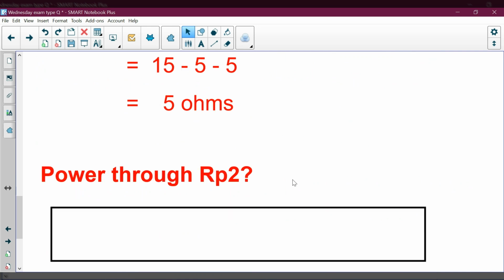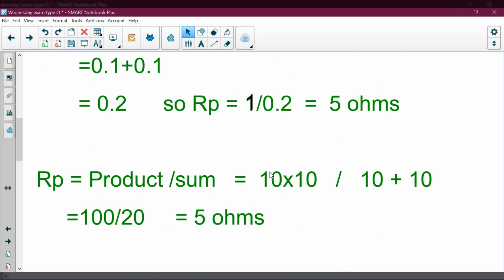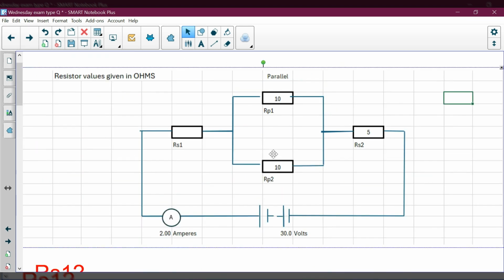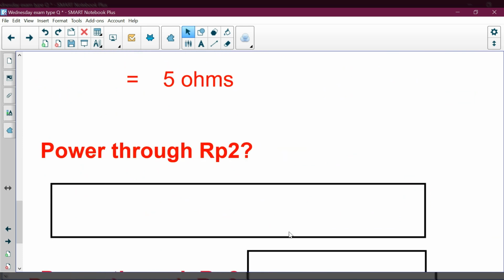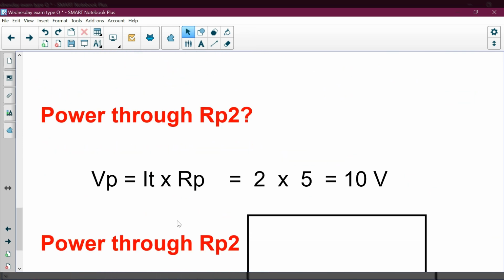Now that we've done that, we then need to calculate the power. This time we're going to calculate the power through RP2, so one of these parallel resistors, it's this resistor here. What is the power through this resistor? So a couple of options. Option number one, first and foremost, we need to find VP. So VP equals IT times RP. So IT is 2 amperes, RP for the entire parallel resistive part of the network is 5 ohms.